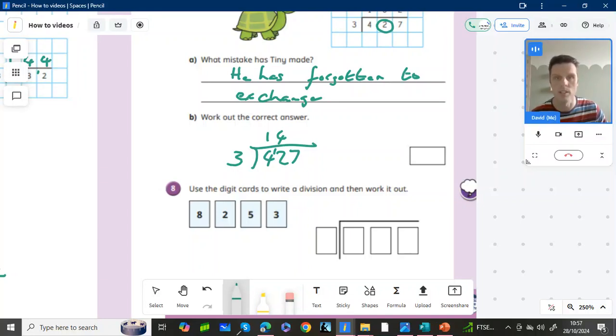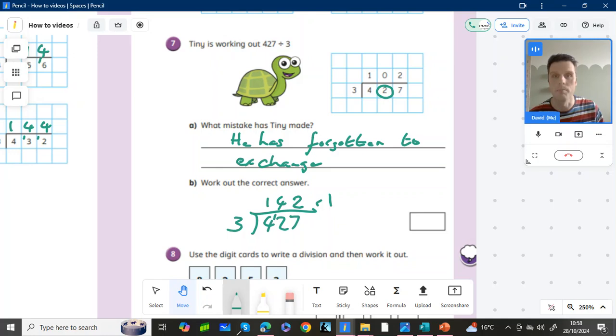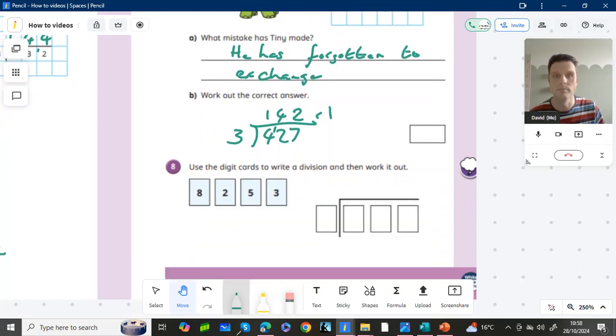Oh, this one has got a remainder. And 3 into 7 goes twice, remainder 1. Now, apologies, I did say there was no remainders. This is a tricky one. Okay. So the correct answer is 142, remainder 1. A sneaky one there. Apologies for that one.